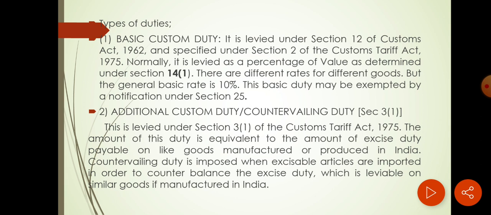is the basic customs duty. We call it BCD. It is levied under section 12 of the Customs Act of 1962, and as per section 2 of the Customs Tariff Act of 1975. It is levied on the percentage of value as determined under section 14(1). Actually there are different rates for different goods, but generally we levy the basic customs duty at a rate of 10%, and this basic duty may be exempted if it is notified under section 25.